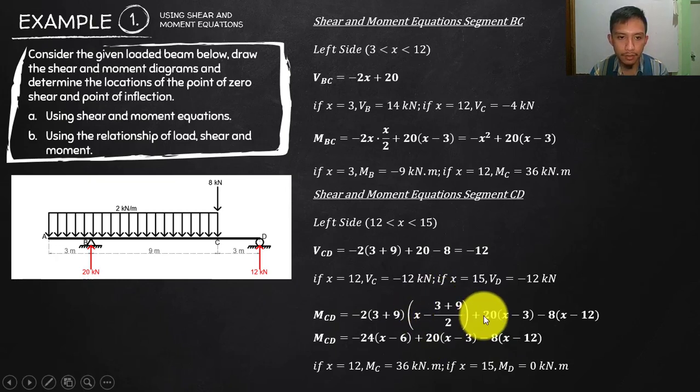Okay, and now your 20 will be, cut there, 20 times X minus 3. Positive, since that is clockwise, and then another negative 8 times X minus 12. Somewhere there, this is 12, so X minus 12. Now simplifying, substitute at X equals 12, that is your C, 36. At X equals 15, that is your D, you have 0, which is true since that is a simple support, so there should be no moment.